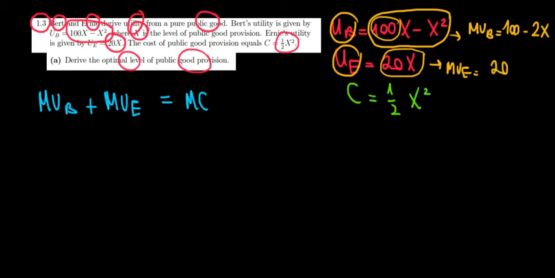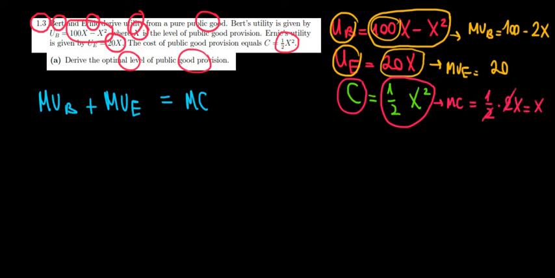With the same logic, we derive our marginal cost. We have the cost function overall, and the marginal cost will be the derivative of this function. So 1 over 2 x squared, the derivative is 1 over 2 times 2x, which gives us a marginal cost equal to x.